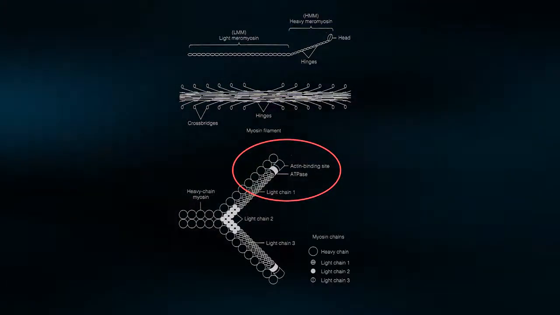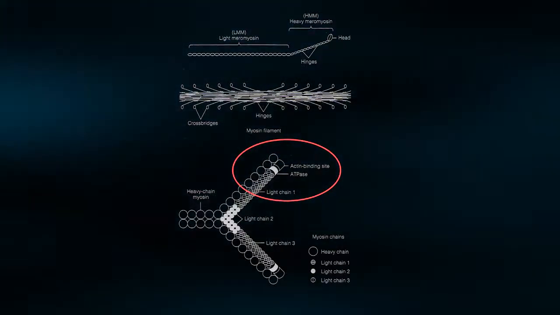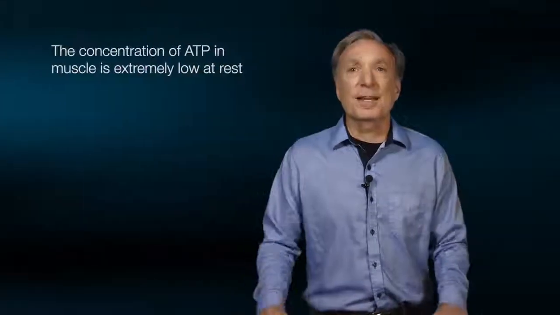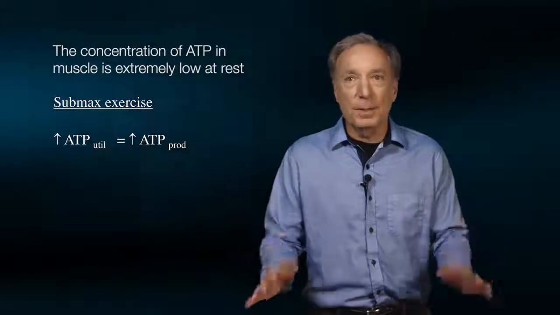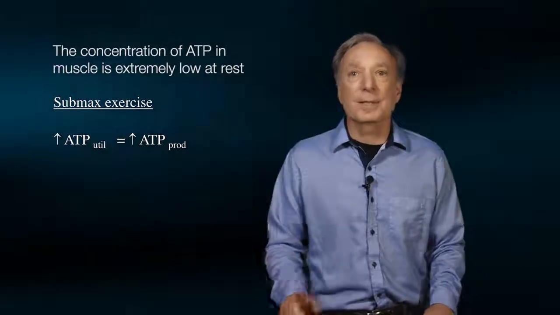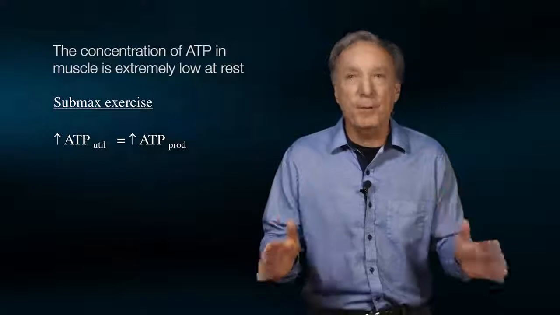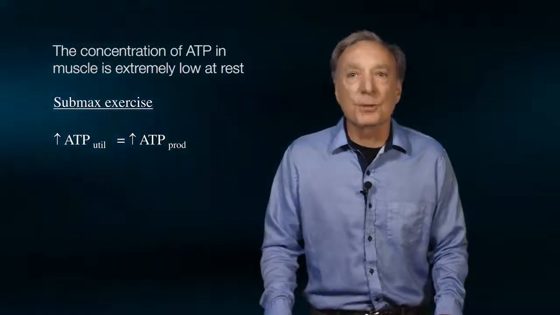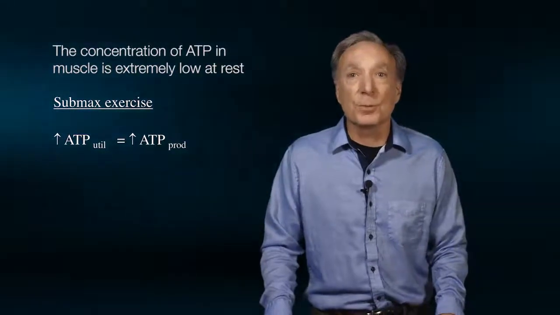Therefore, it is of the utmost importance to ensure that ATP levels in muscle are maintained if you wish to exercise for any significant duration. The issue of maintaining ATP levels during exercise is further complicated by the fact that the concentration of ATP in muscle at rest is extremely low. As expected, when we go from rest to submaximal exercise, the rate of ATP utilization by the muscle increases dramatically. Since muscle ATP levels are low at rest, it is imperative that the rate of ATP production increases to an equal extent of that of utilization if we wish to continue to exercise for more than several seconds.